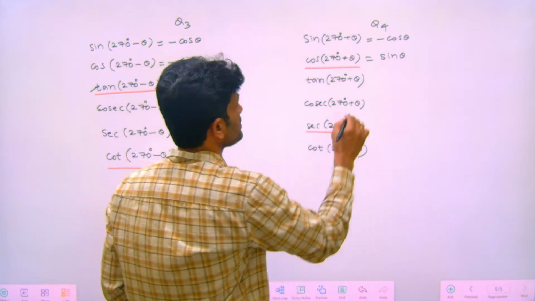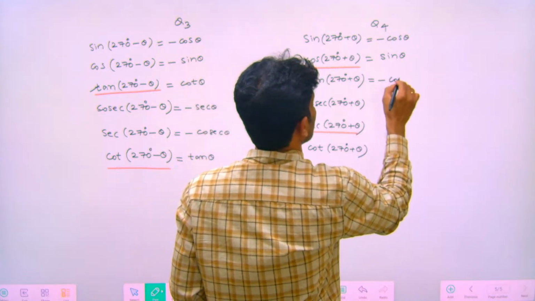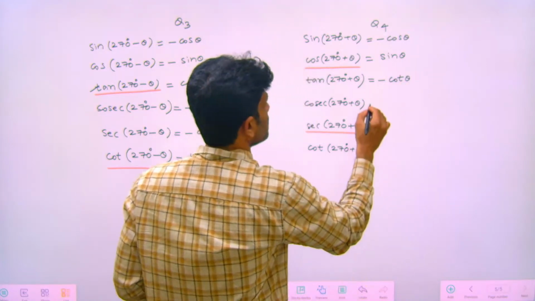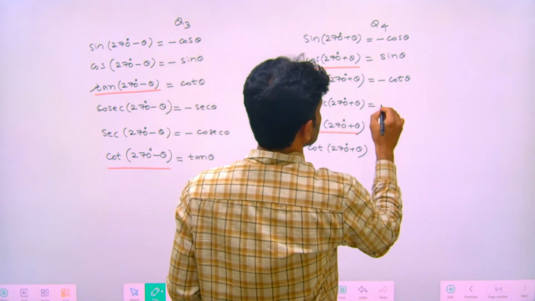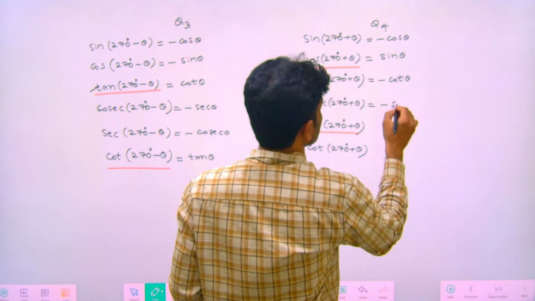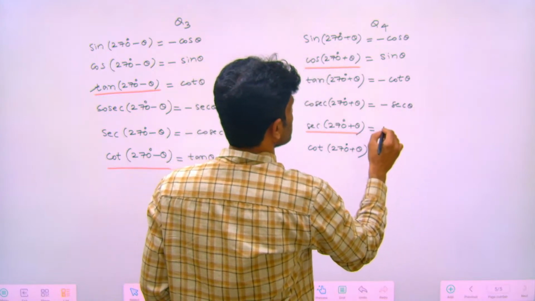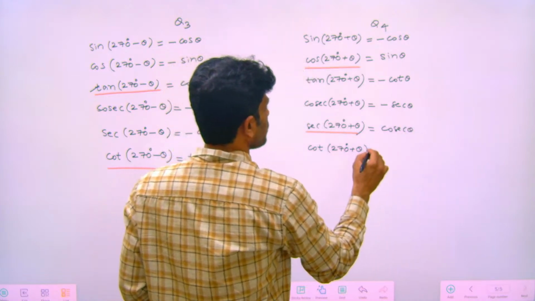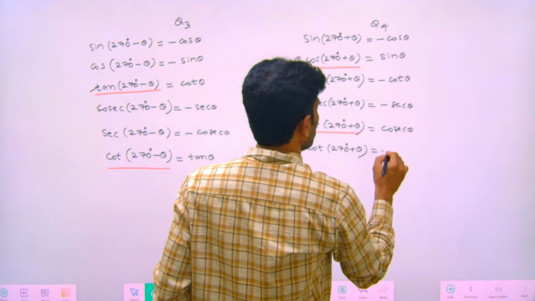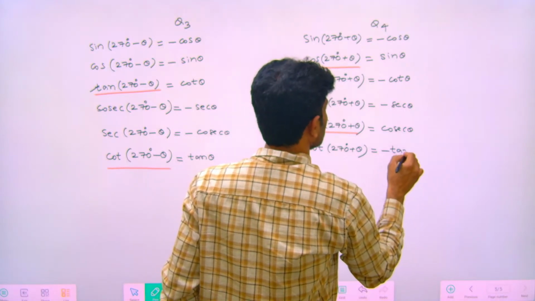And tan of 270 plus theta is minus cot theta. This one, cosecant of 270 plus theta, cosecant is negative, so minus secant theta. Secant is positive, that's why it is plus cosecant theta. Next, cot of 270 plus theta. How is it? Minus tan theta, because it will be changed.